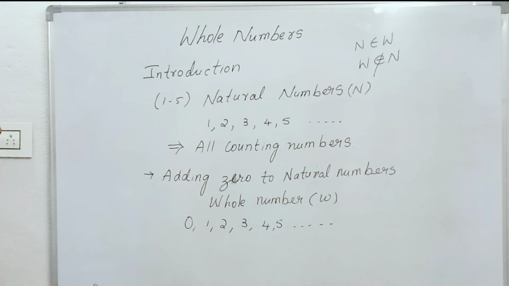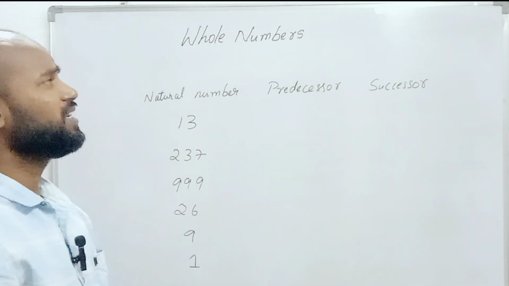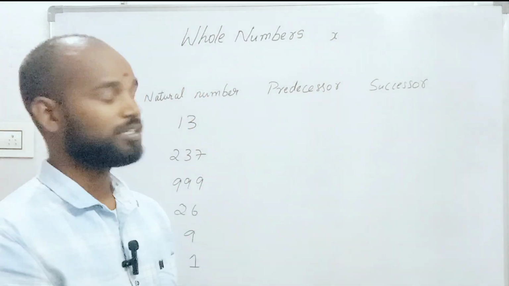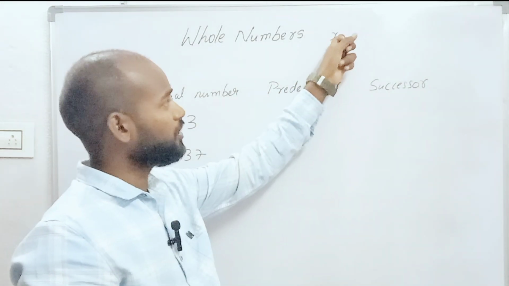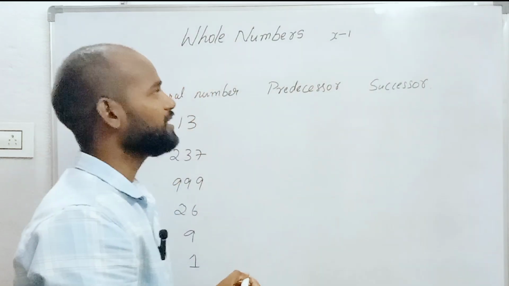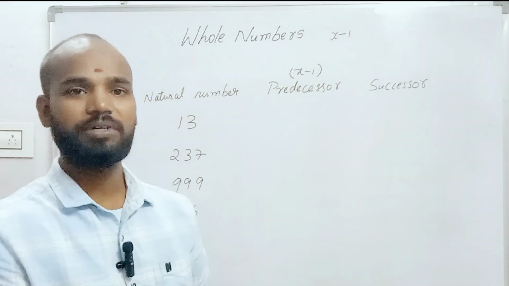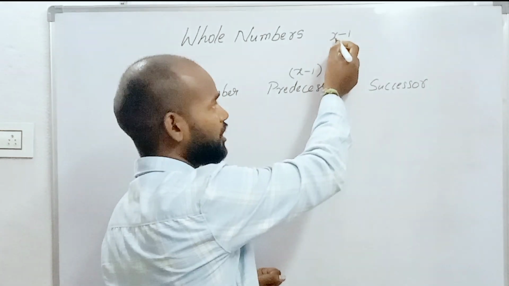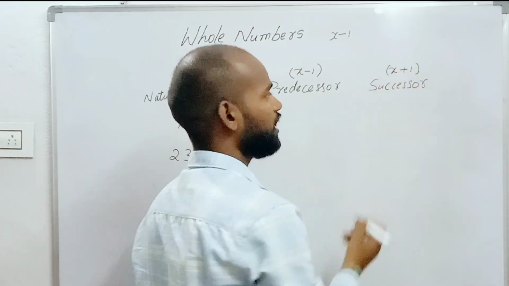Okay. So the next concept is predecessor and successor. If the given number is x, then the number before x is called the predecessor. That is nothing but x minus 1. Next, what about the successor? If your number is x, then x plus 1, the next number of the given number, is called the successor.